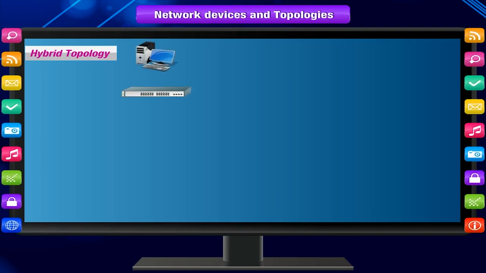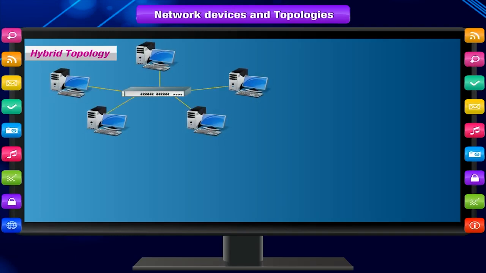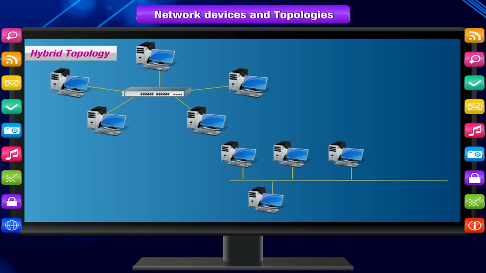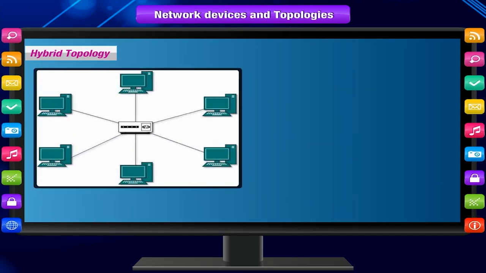Hybrid topology. A hybrid topology, which is what most networks implement today, uses a combination of multiple basic network topologies, usually by functioning as one topology logically while appearing as another physically. The most common hybrid topologies include star bus and star ring.